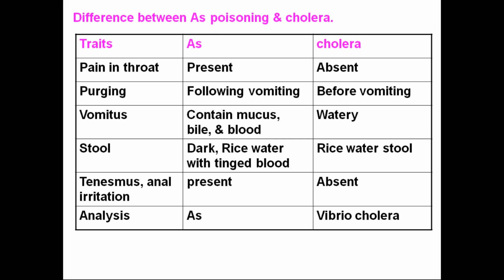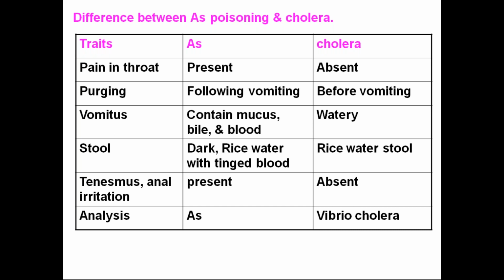So how to differentiate? This is a question most commonly asked in university examinations. How to differentiate between arsenic poisoning and cholera disease. First one, pain in the throat. It is present in arsenic poisoning. It is absent in cholera.